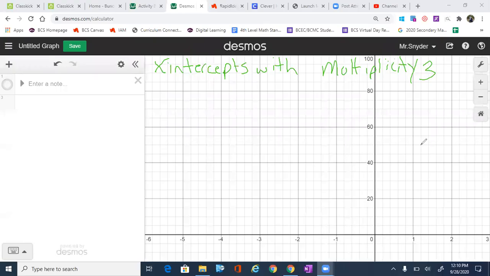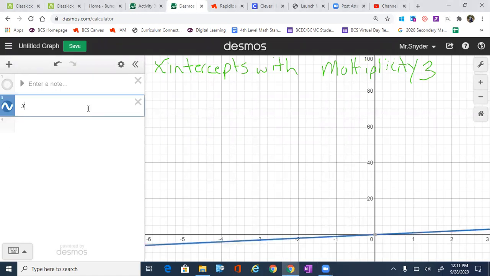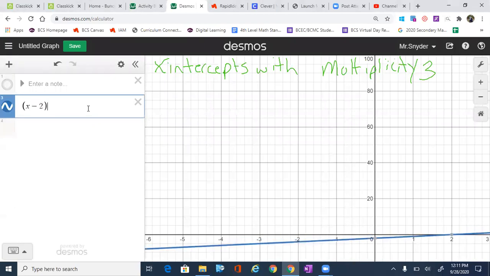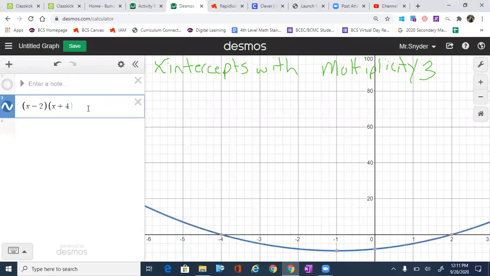Here we are looking at polynomials that have x-intercepts with a multiplicity of 3. So let's go ahead and get started. We're going to look at multiplicity 1 and 2 again. If I start with something simple like x minus 2, you can actually see the formation of a single root. So x plus 4, let's start there.